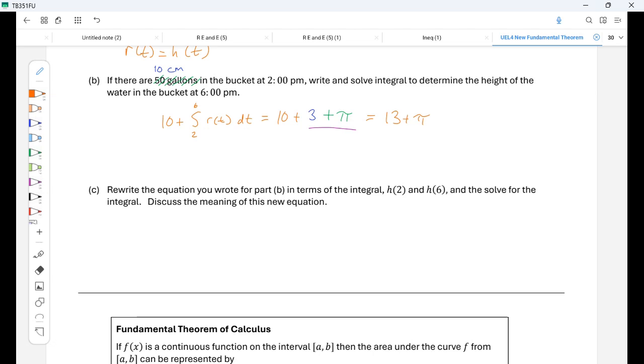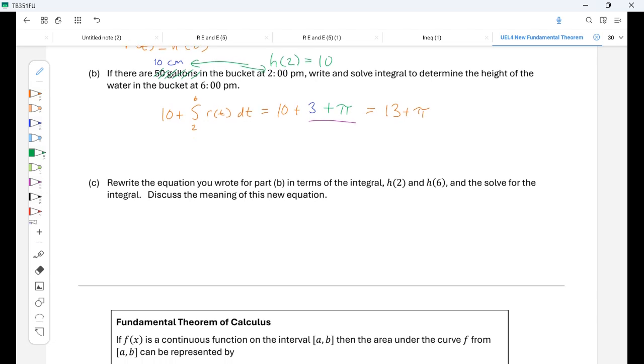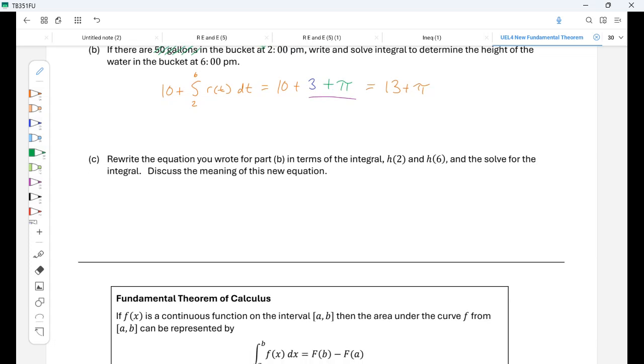So we want to write the equation we just wrote in terms of h of 2 and h of 6. So keep in mind that in that initial sentence that I fixed, the connection here between 2 p.m. and 10 centimeters was telling us that h of 2 equals 10. Because 2 o'clock would be 2 hours after noon. So we want to rewrite the equation we wrote for part B in terms of the integral, h of 2 and h of 6, and solve for the integral.